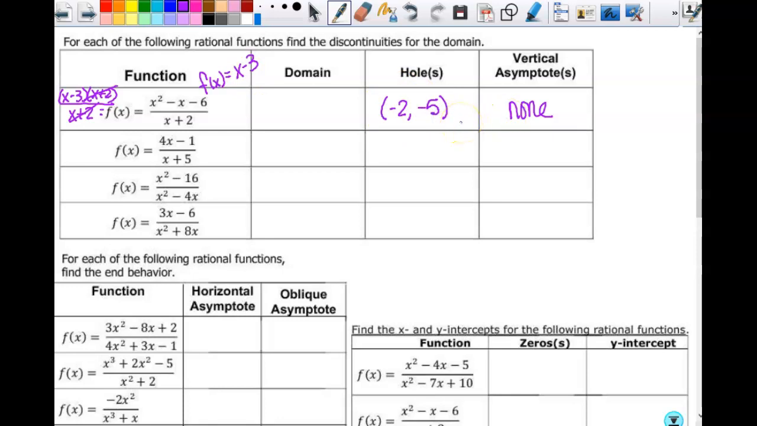The domain is always all real numbers except for whatever's going on over there. So this is the set of all x's such that x cannot equal negative 2, because there's a hole there. Wouldn't make any sense.